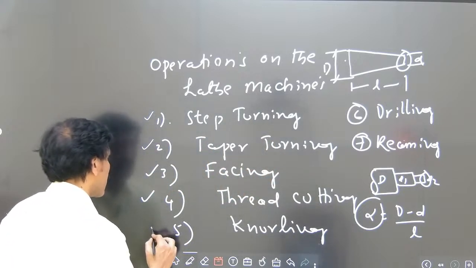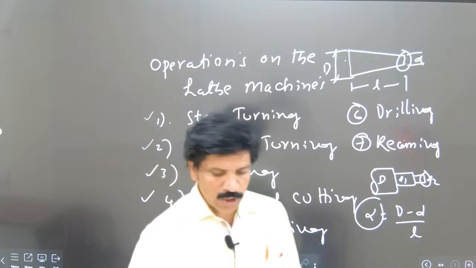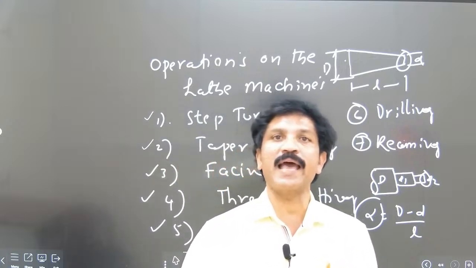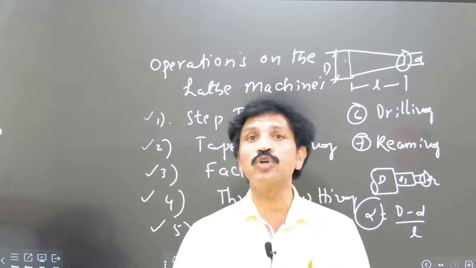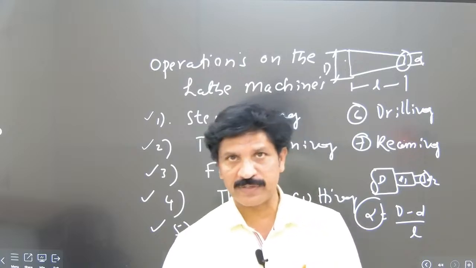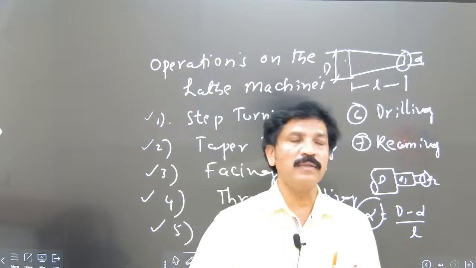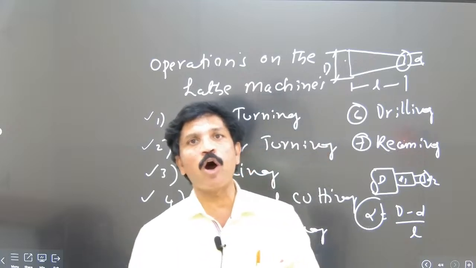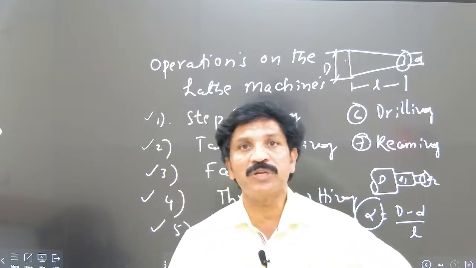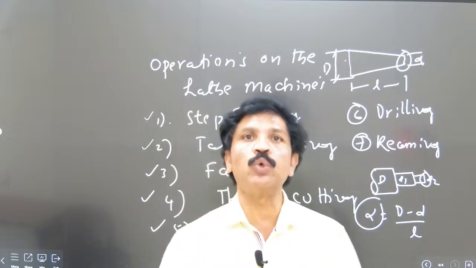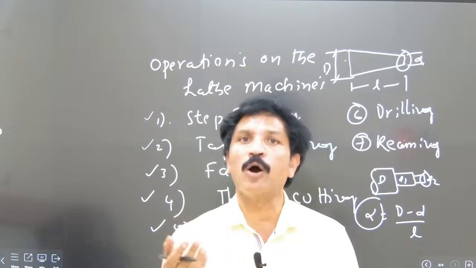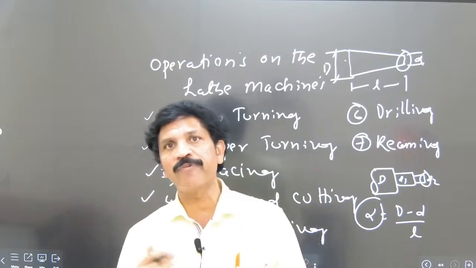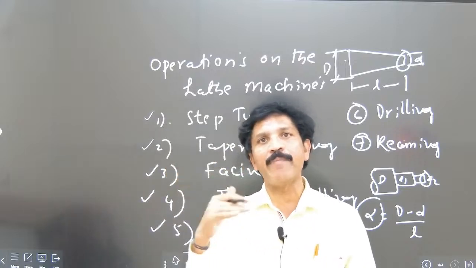Next one is the knurling operation. Usually where there are handles, whenever a component has a handle, that handle should have a very rough surface. That is not automatically obtained. It is one of the operations performed on the lathe machine with the help of a tool. That operation is called the knurling operation or the diamond cutting operation. The second name for the knurling operation is the diamond cutting operation.